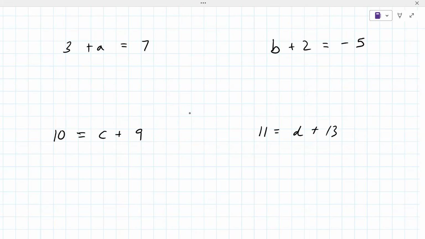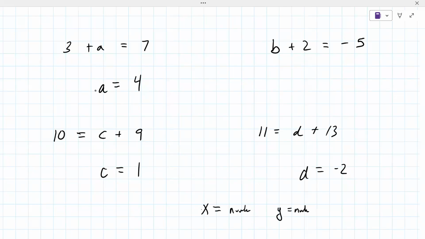I got my answer. All right, now before you give me your answer, make sure you say if it's X equals and then the number, or Y equals the number, okay? Make sure you include the variable. All right, go ahead. A equals 4. C equals 1. D equals -2. B equals -7. Correct, correct, correct. Take another look. I'm sorry, this one was also correct. Good job. They're all correct.